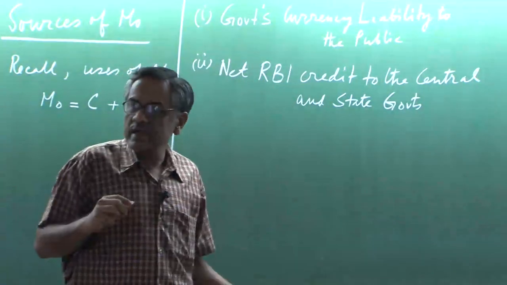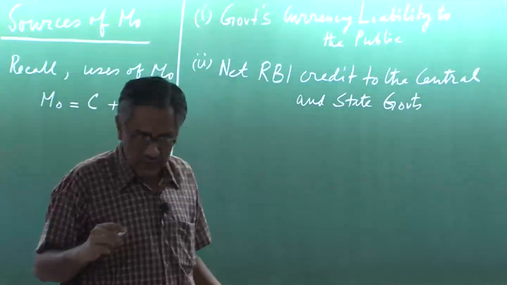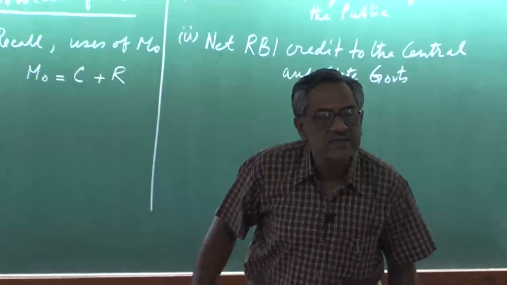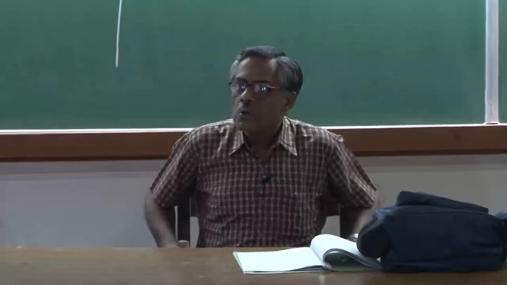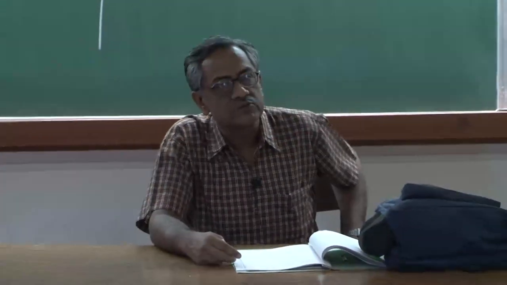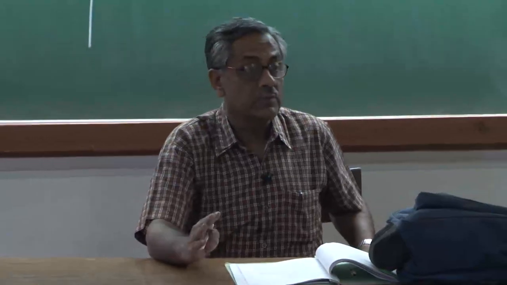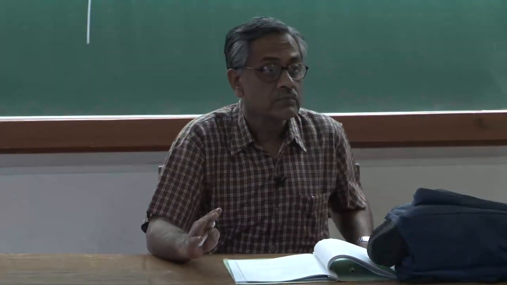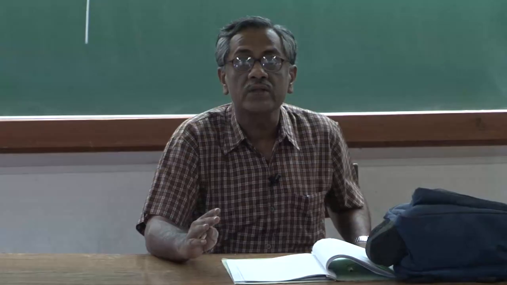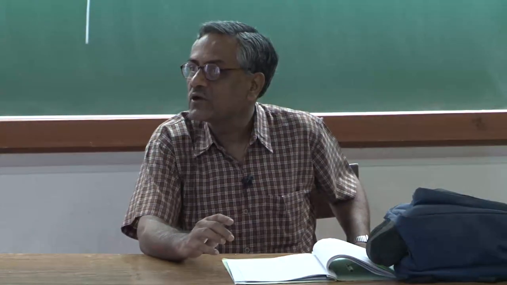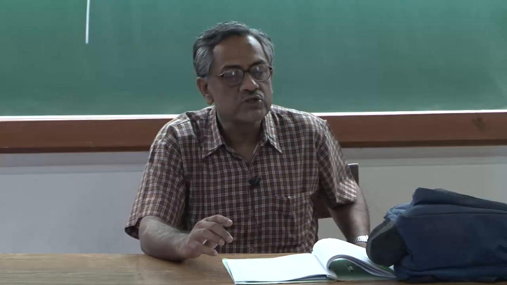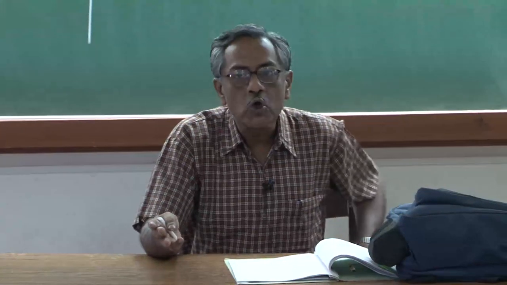Why is it net RBI credit to the central and state governments? Credit is what? Credit is like loan. What is RBI's loan to government? Well, government is often in a deficit situation. You take a simple case where governments are not functioning poorly, but still tax revenues will come in the month of September. Tax revenue will again come at the end of the financial year, March. Now, how would government function without money? So, often what government does, it does various avenues it has.